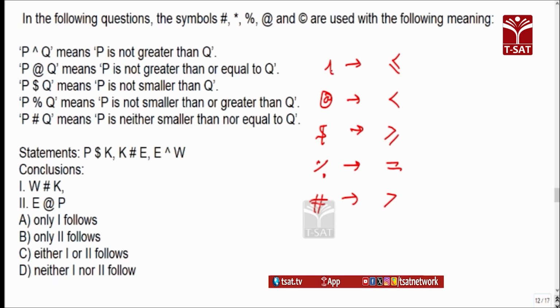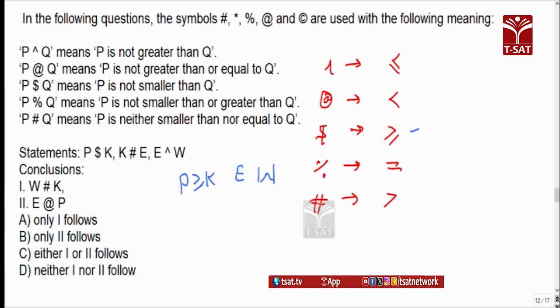See, now after we find the symbols in greater than and less than forms, you convert these statements, because the statements are also given in symbols. Now it is P $ K, K # E, E % W. So, the symbols are between P, K, E and W. Now, between P and K there is a dollar symbol. So, what is the dollar? Dollar represents greater than or equal to.